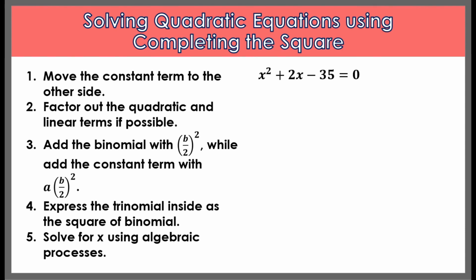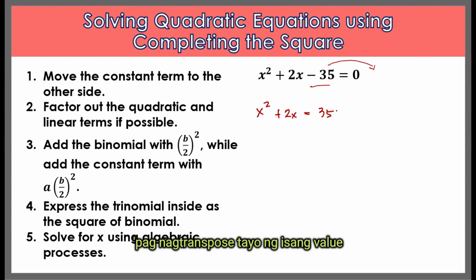So first, move the constant term to the other side. So we have here the example of x squared plus 2x minus 35. So ang gagawin natin first is again to transpose si constant term, and that is 35, to the other side. Okay, so pag transpose natin itong constant term, we will now have x squared plus 2x, which is now equal to positive 35. Again, reminder, and remember na pag nag-transpose tayo ng isang value, laging magpapalit tayo ng sign.